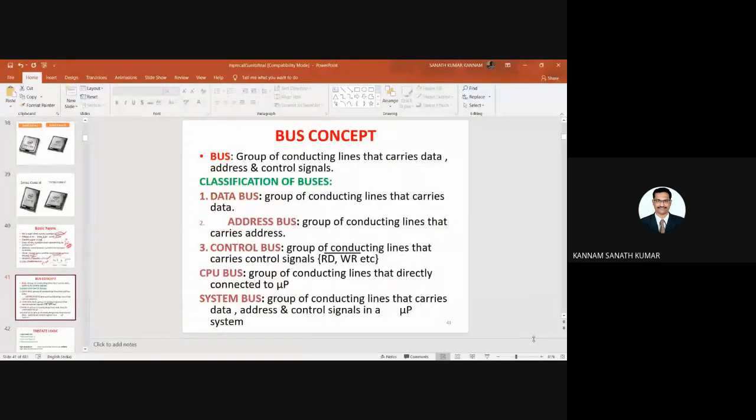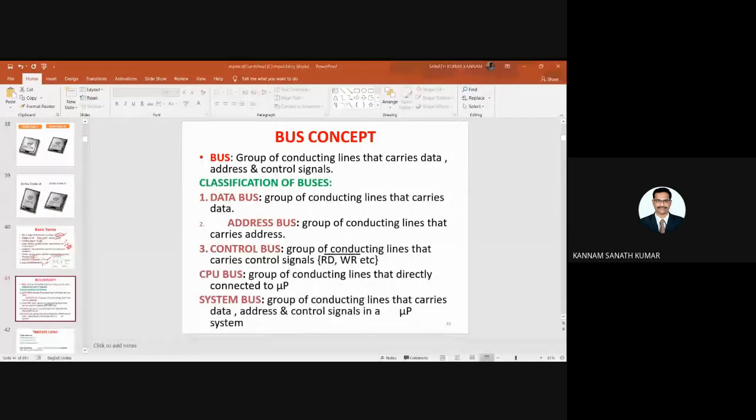And the bus concept. You need to know about the bus concept. So what is a bus? Bus is nothing but a group of conducting lines that carries data, address, and control signals. So bus is nothing but a group of lines that carries the data, address, and control signals. If you see the types or classification of buses, they are divided into data bus, address bus, and control bus. So what will the data bus do? Data bus carries the data. Data bus is nothing but a group of conducting lines that carries the data. Next, address bus. What is address bus? It carries the address.